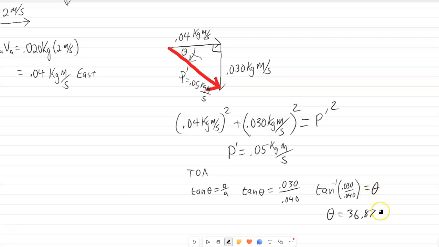And that angle is going to subtend this way. So that's going to be south of east. Or you could just draw it in the diagram and label it accordingly. All right. That's how you do that sample.